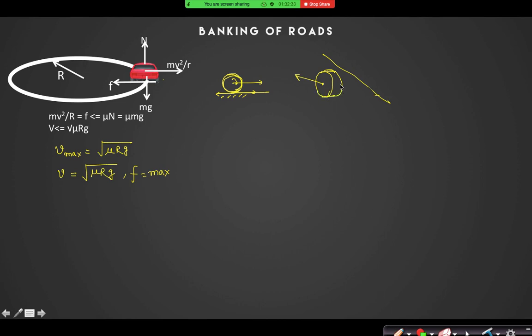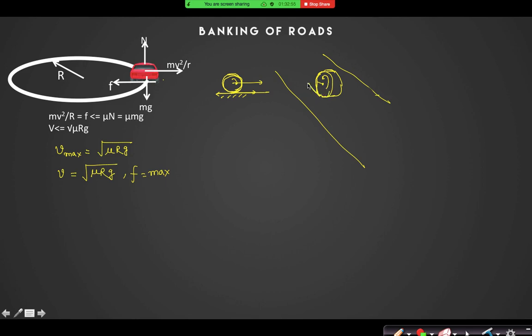Let me draw it first. This is the road. The car is moving along this road. Then there are two types of friction that may act. If you talk about rolling friction, as I have said, when it is properly rolling, there is no friction. Or if you say that rolling friction is there, the value is very small.